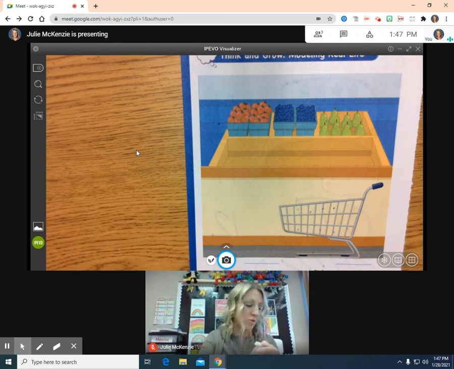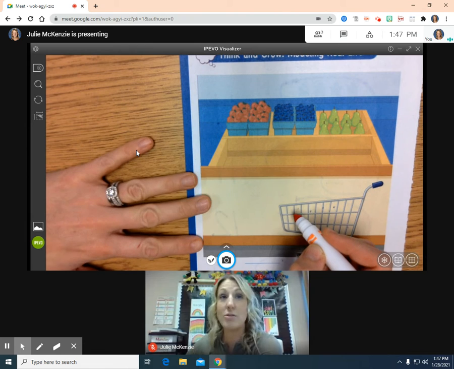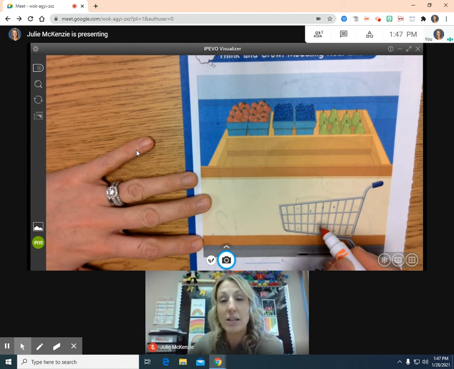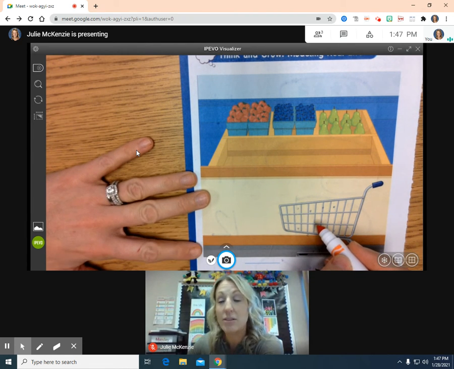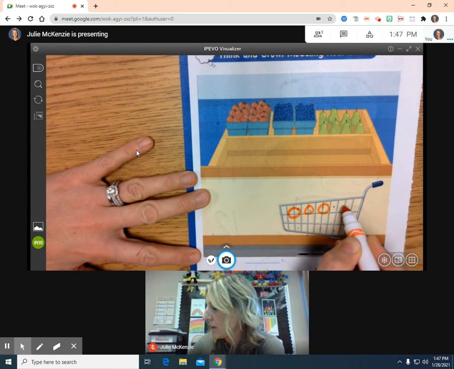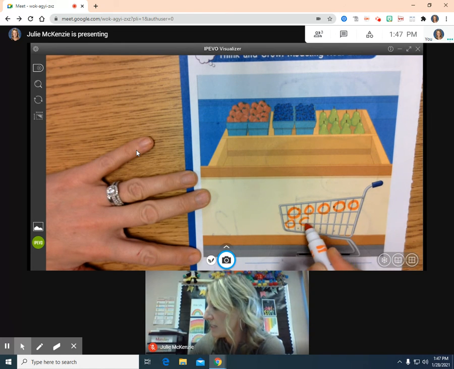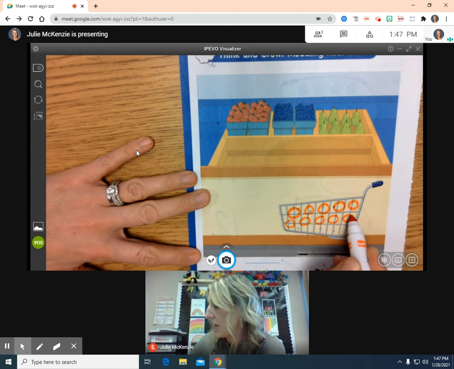So I'm going to use an orange marker. You can just use your pencil if you want, or you can quickly grab an orange crayon or something if you'd like to draw 12 oranges in my cart. Okay, do this along with me. While I count out loud, I want you to count out loud also. 1, 2, 3, 4, 5, 6, 7, 8, 9, 10, 11, 12.